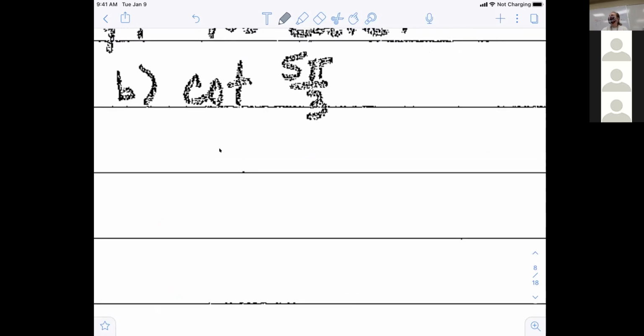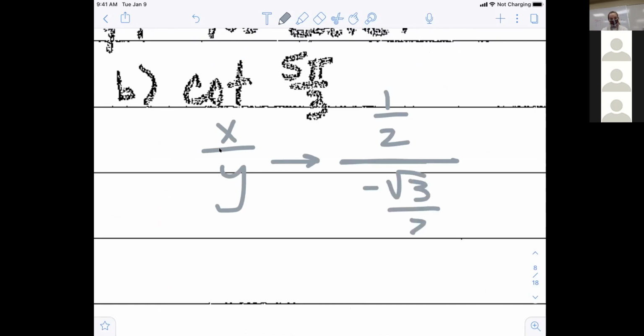So does anyone remember what cotangent is in terms of x's and y's? X over y. And what's your x value at 5 pi over 3? 1/2. And then what's your y value at 5 pi over 3? Negative root 3 over 2. Good. Remember that 5 pi over 3 is at your 300 mark, which is in your fourth quadrant.